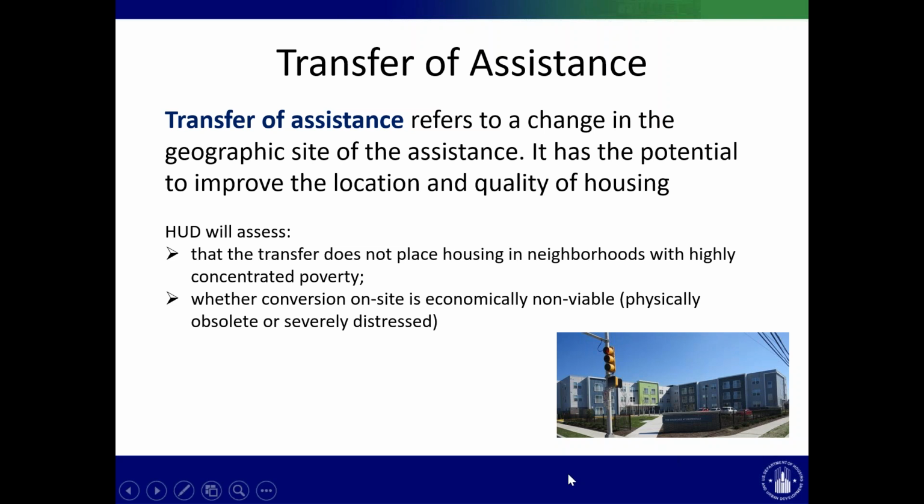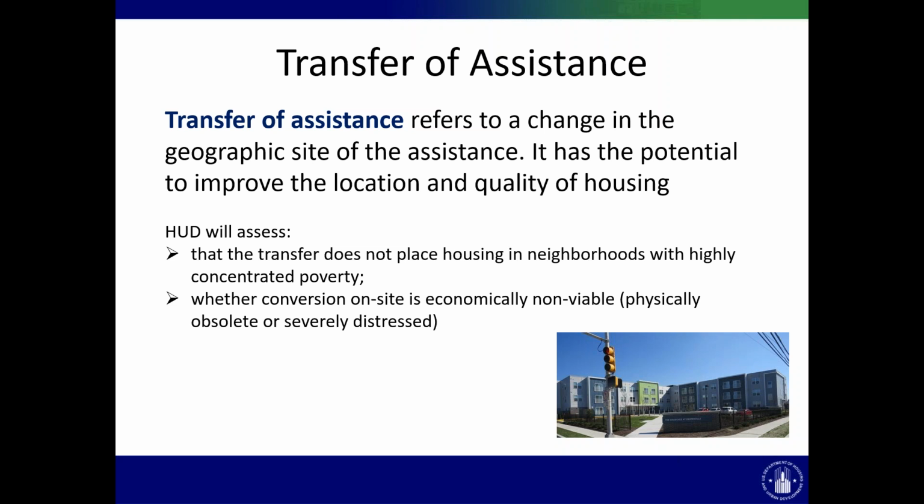I want to take a moment to also talk about transfer of assistance, which is commonly proposed in RAD conversions. Transfer of assistance refers to a change in the geographic site of the assistance, and has the potential to improve the location and quality of housing. Oftentimes public housing is not located in the best areas or areas that have since become less residential. Transfer of assistance is a powerful tool to move the assistance out of there and into a place where there's greater opportunity for low-income residents.